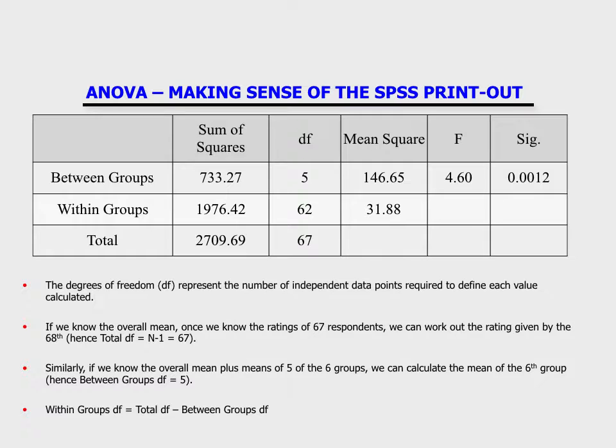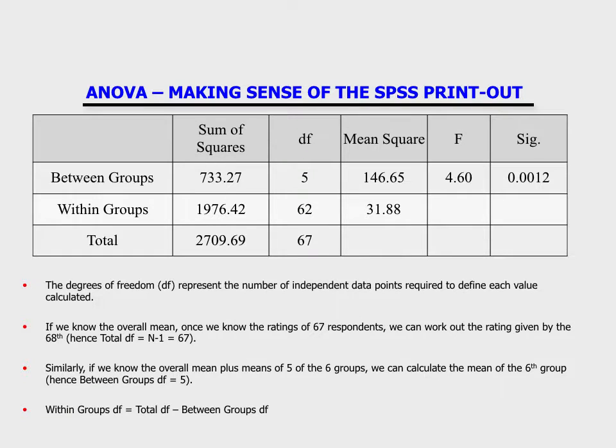If we know the overall mean plus the means of 5 out of 6 groups, we can then calculate the 6th group. So again, we have an n of 6 groups minus 1, and we have a degrees of freedom of 5. We then take the total degrees of freedom here, and we subtract the degrees of freedom of between groups, and we get the within groups degrees of freedom.